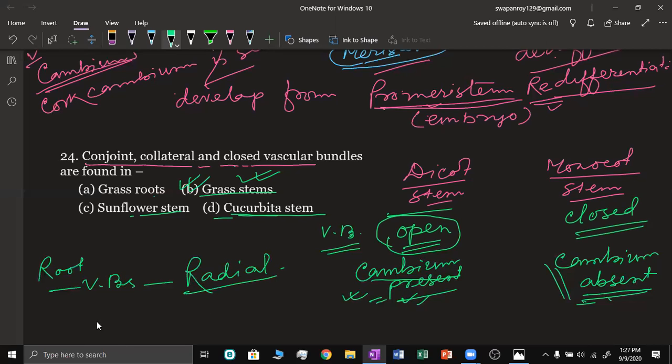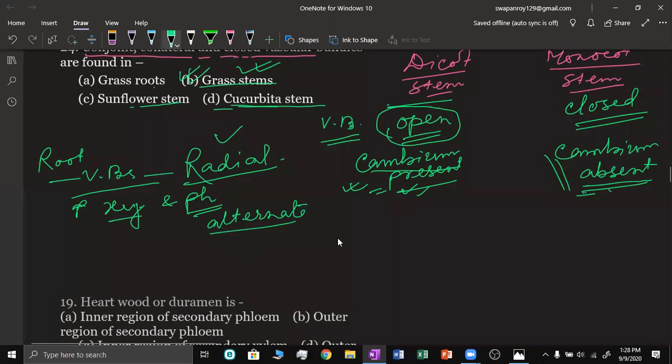Radial means the xylem and phloem are found in separate patches and alternate with each other. Xylem and phloem alternate each other, and that's why it is called radial vascular bundle. Radial vascular bundle is the characteristic feature of the root, and in the stem it is conjoint, collateral.